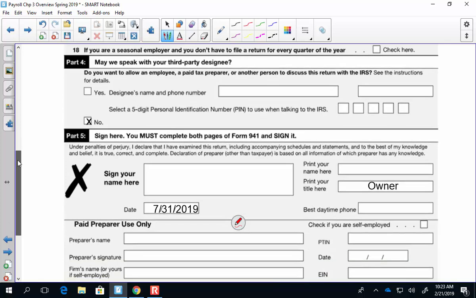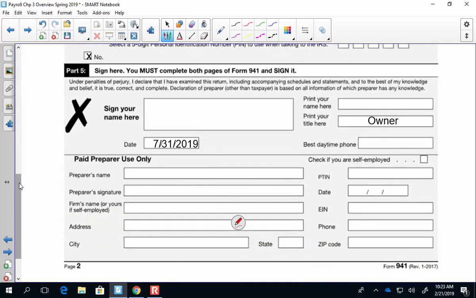And then finally in part 5, who signs this form? Only the owner does. You as an employee do not sign this form. The owner or officers, if you're in a corporation, can sign this form. The VP of Finance, the secretary, the treasurer, they can sign this form. But as an employee, if you're not an officer or an owner, you should not sign this form because otherwise you could be on the hook if this form is not done correctly.